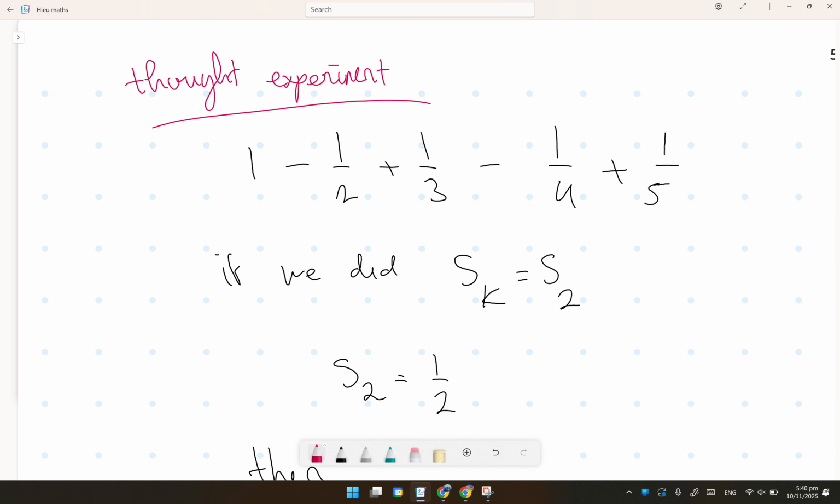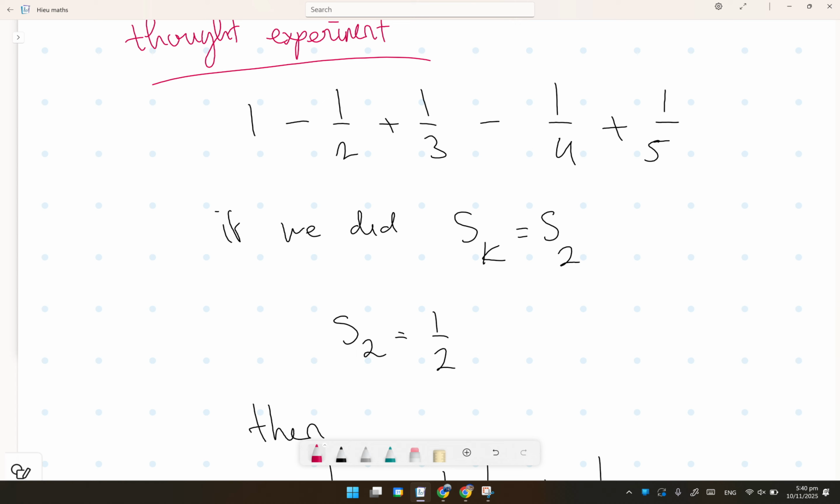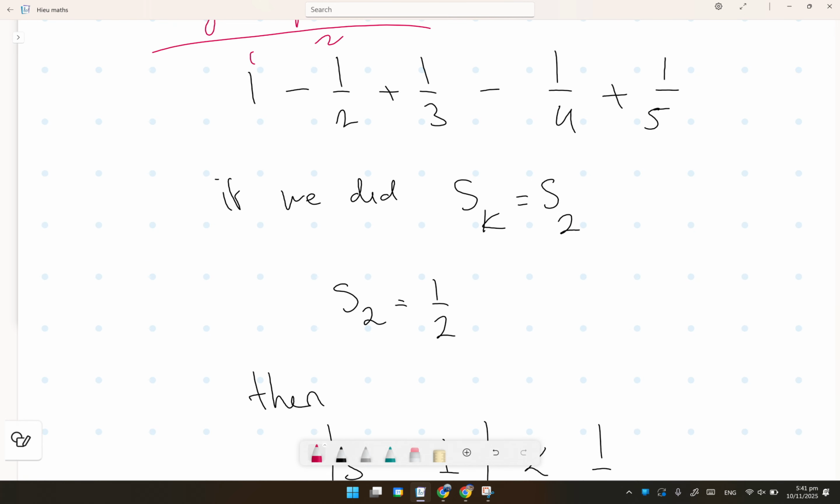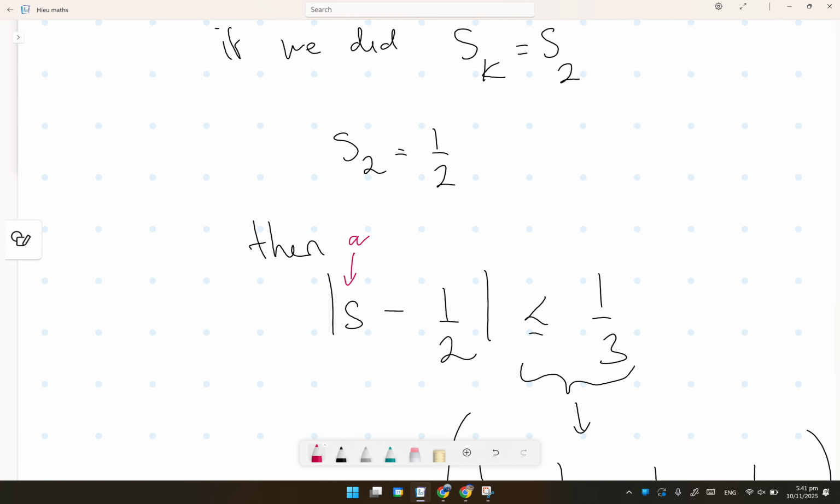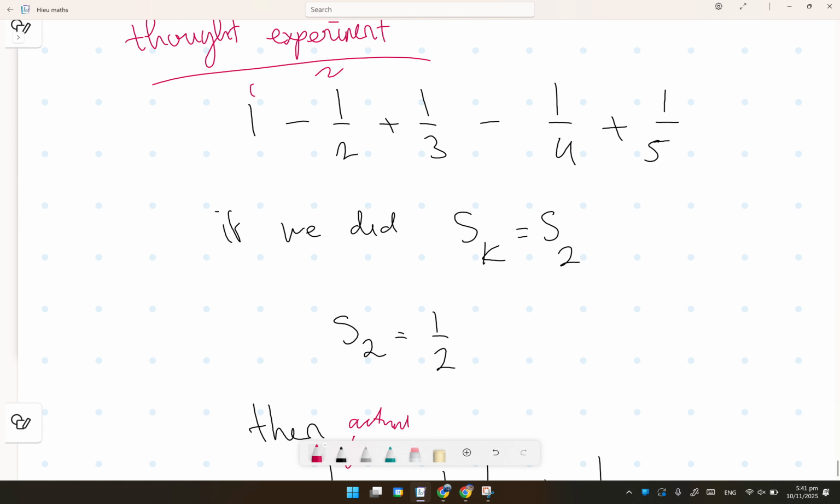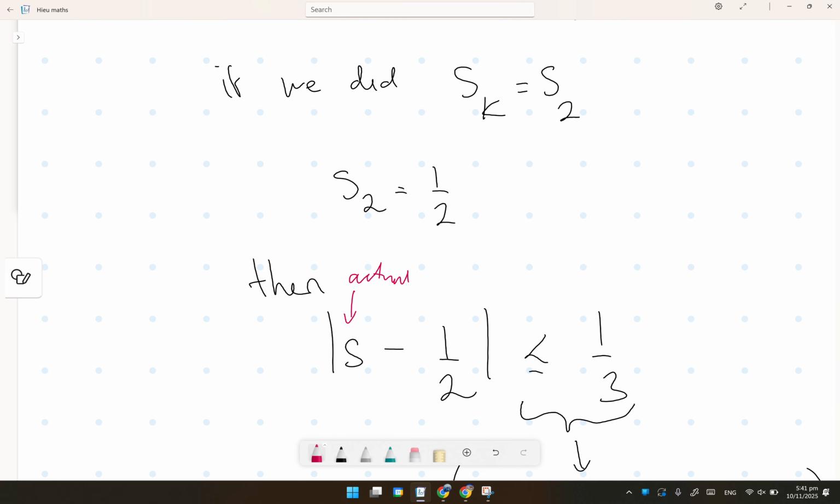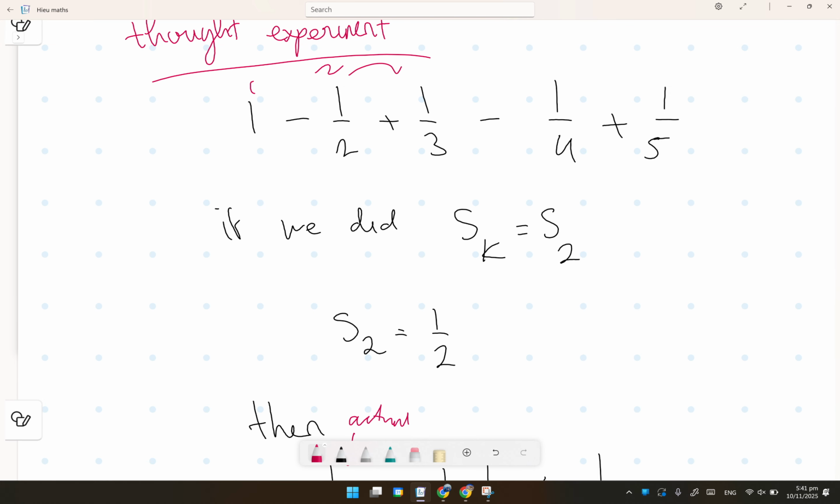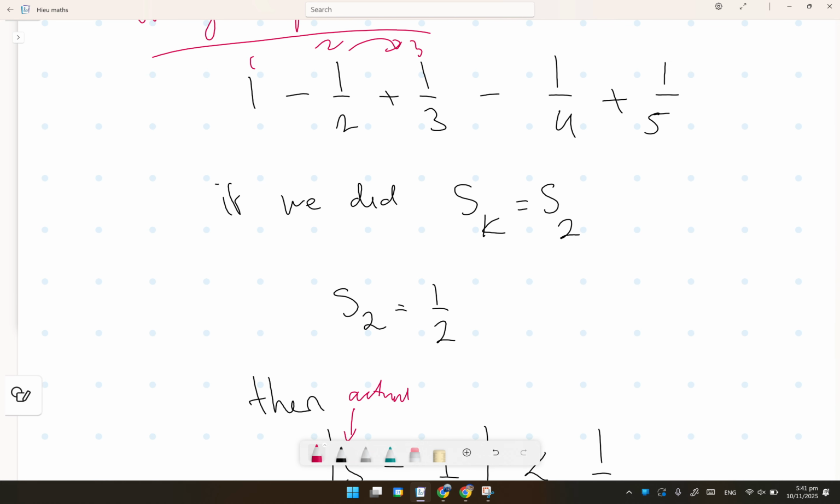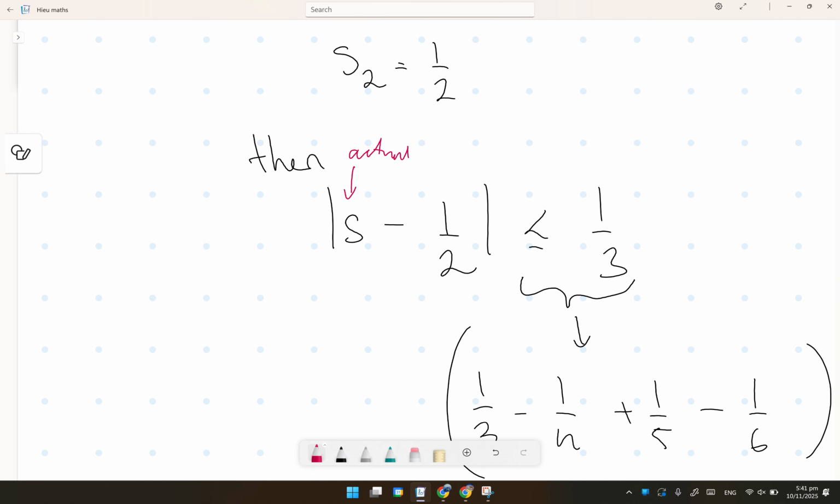So let's say we have the series 1 minus 1/2 plus 1/3 minus 1/4 plus 1/5. If we did k equals 2, and so we did the sum until 2, what we have is 1 minus 1/2, which is going to be 1/2. What we're saying is the actual sum minus the sum until k, which is 2, is going to be less than the term above the 2 that we just did, which is the third term. So the actual sum minus the sum until 2, which is 1/2, is less than the third term, which is 1/3.